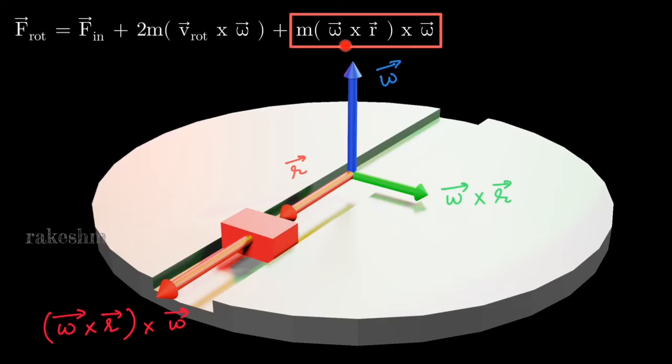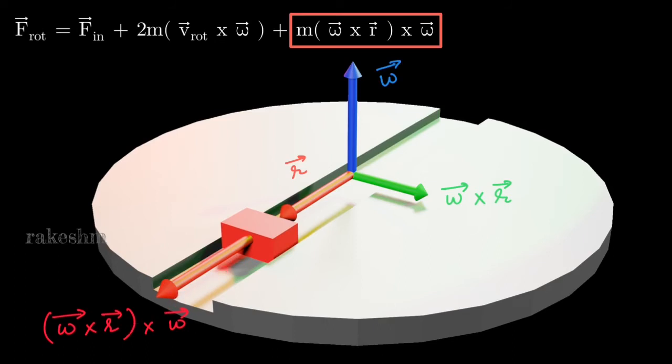Next, omega bar cross r bar cross omega bar, which means this omega bar cross r bar is one vector, the other vector is omega bar, and we take the cross product of these two vectors. Again using the right hand thumb rule, you can find that its direction is this. This vector I have represented by omega bar cross r bar cross omega bar. So we can say that this vector points in this direction.